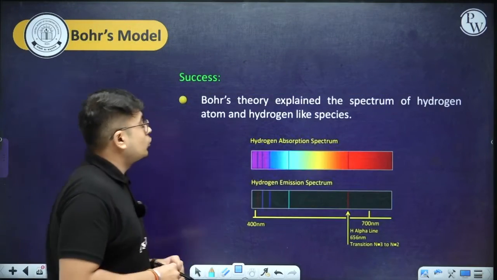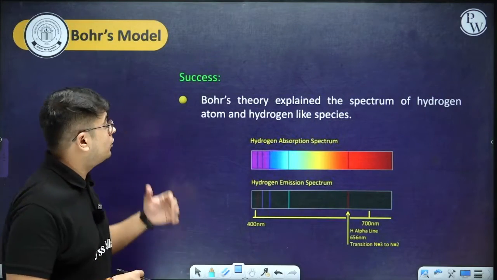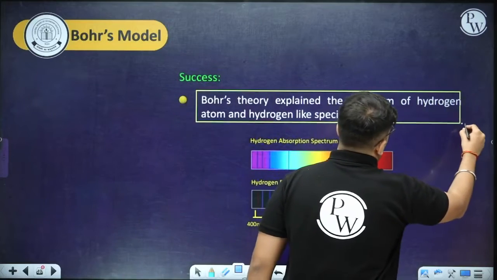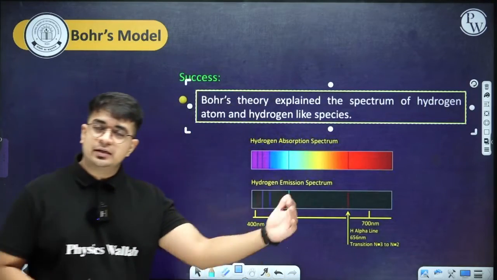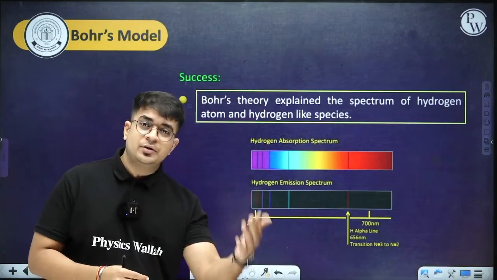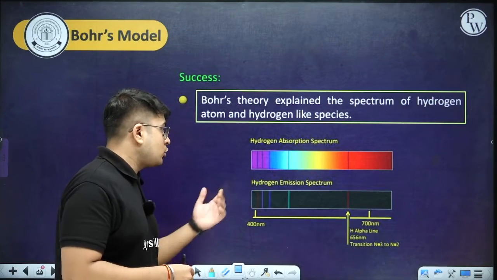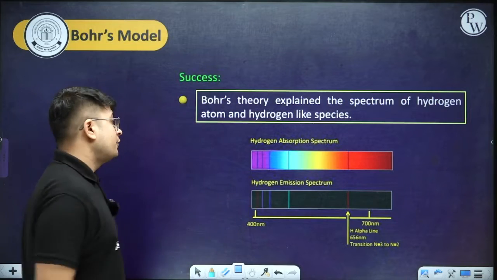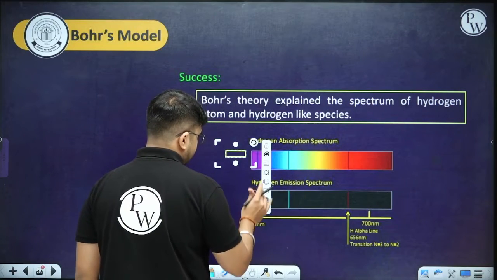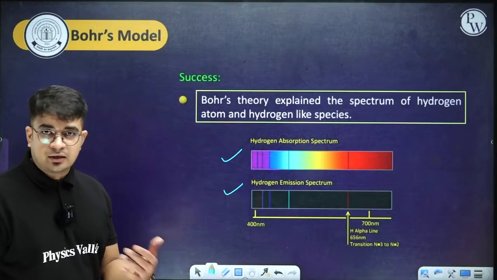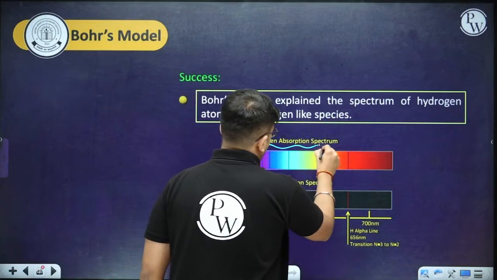And again, Bohr's theory explained the spectrum lines of the hydrogen atom and hydrogen-like species, because there is some absorption of energy by which you can see certain lines, and there is emission of energy in terms of their wavelength. So you can see absorption as well as emission spectrum very easily. Definitely in the next class, I'll try to explain better about the hydrogen absorption spectrum as well as the emission spectrum.